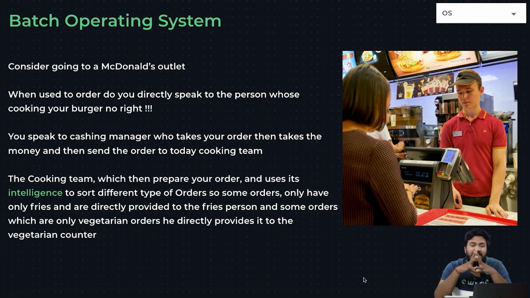So let's talk about the next one, that is the batch operating system. Now, I'm going to give you very weird examples. And to be honest, I'll tell you why. There are different kinds of OSs. You will understand it now.